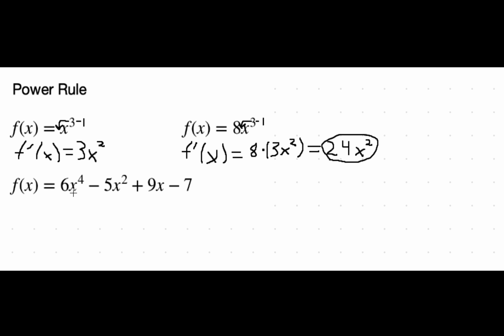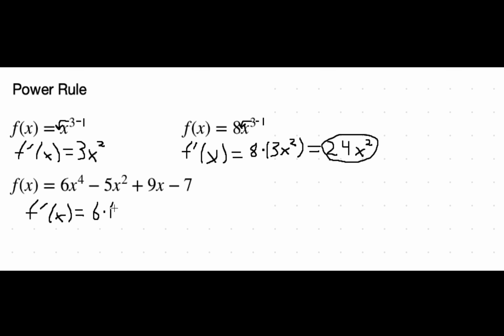So now what about something more complicated here? So say we have the function 6x to the fourth minus 5x squared plus 9x minus 7. So we could just look at each term here individually and then take its derivative, just like we did in the last lesson. So let's look at the 6x to the fourth power first. So we take the derivative of 6x to the fourth, and this is very similar to taking the derivative of 8x to the third. So this 6 here just hangs out in front, and then I'll take the derivative of x to the fourth. So what we do is we bring the 4 down as a coefficient.